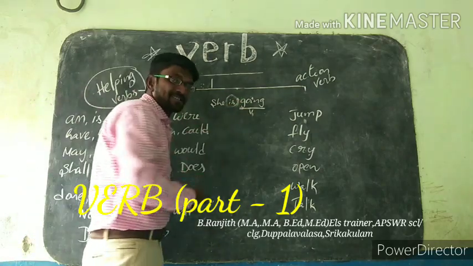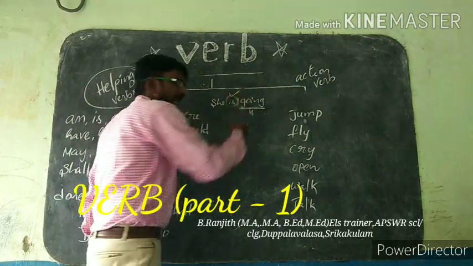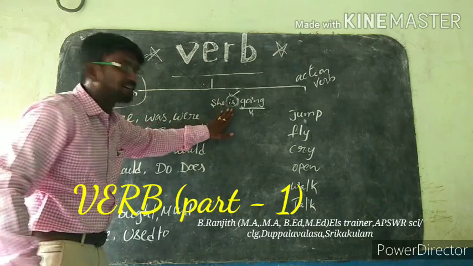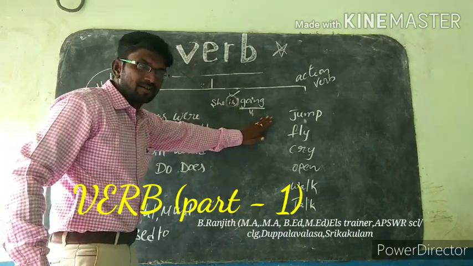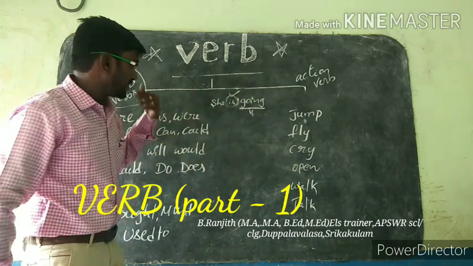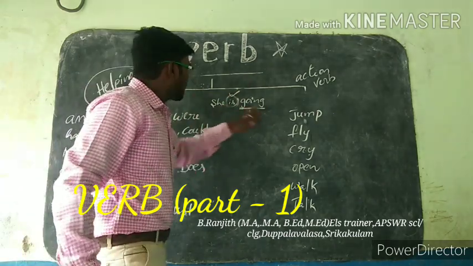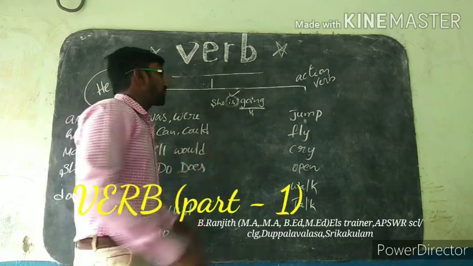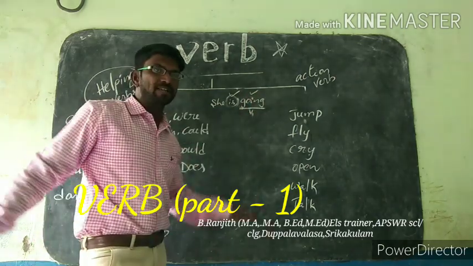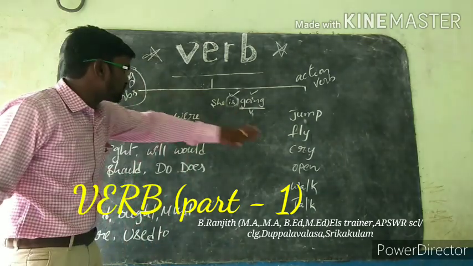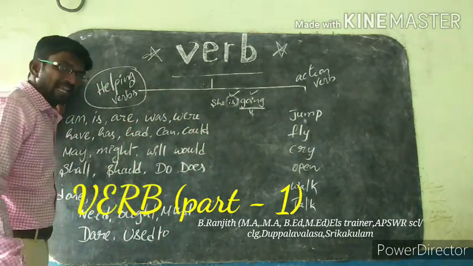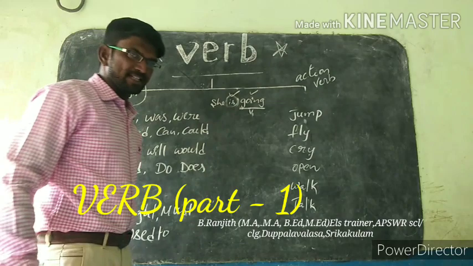So how can we guess that? With the help of the helping verb. So a helping verb always gives some additional support in identifying the tense. It gives additional support to action verbs. So these two types of verbs are there. First one is helping verbs and second one is action verbs.